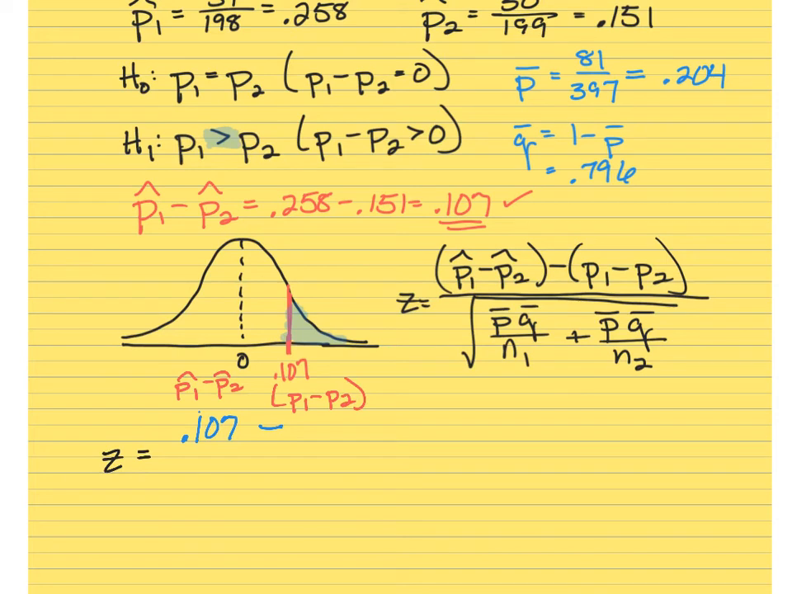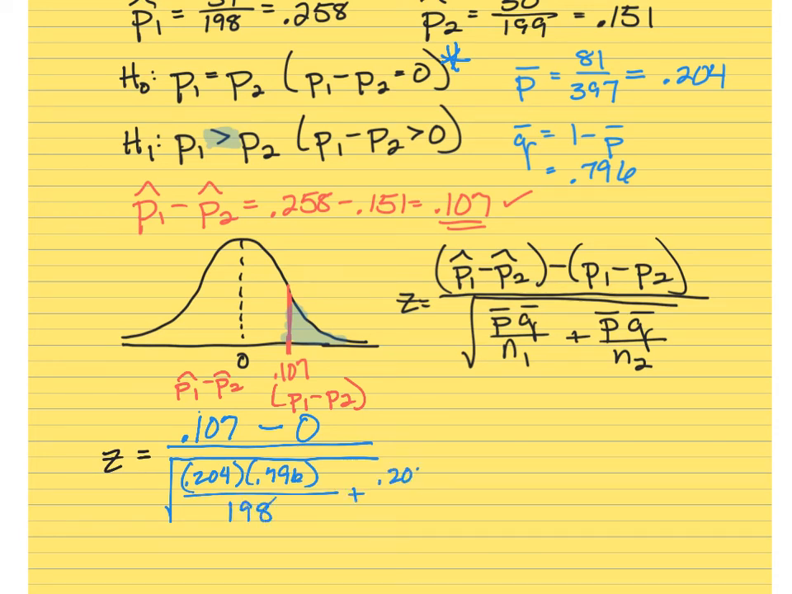Now here's the nice thing. Look right here. P1 minus P2 is hypothesized to be 0. And that will most often be the case. So at least that part is easy. Now the bottom is kind of a mess. It's going to be the square root of 0.204 times 0.796 over 198 plus 0.204 times 0.796 over 199. And that's what we need to calculate. That is the z-score, which we can then use to find the area.